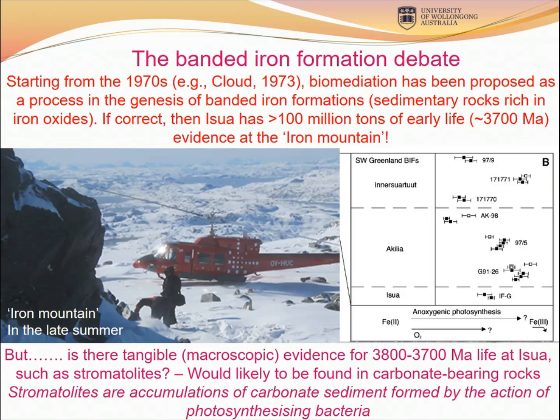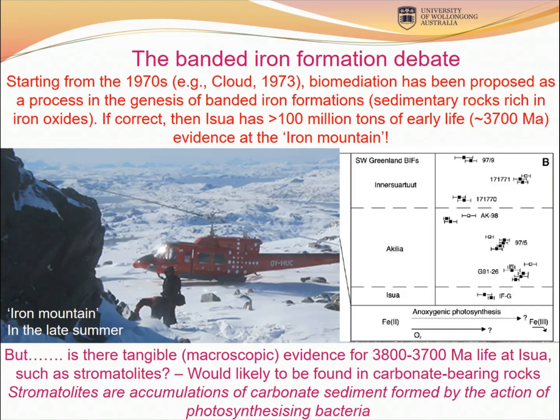If this is correct, then Isua has over 1,000 million tons of early life as evidence at somewhere called Iron Mountain, right at the edge of the Greenland ice cap. And there is increasingly sophisticated evidence that this might be the case.